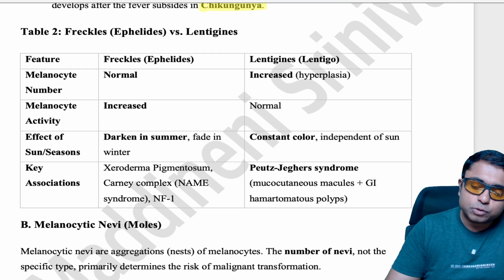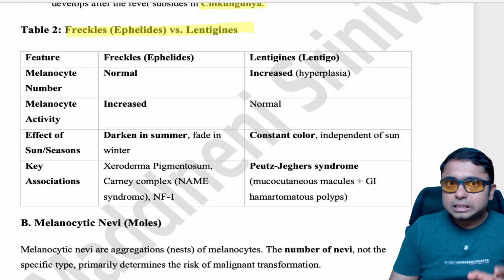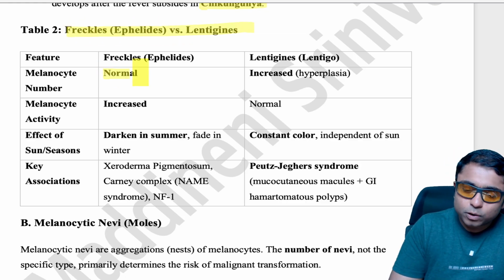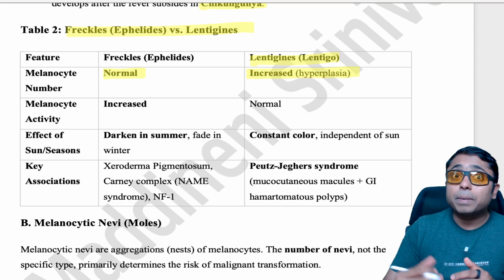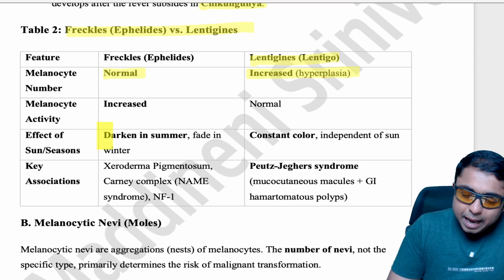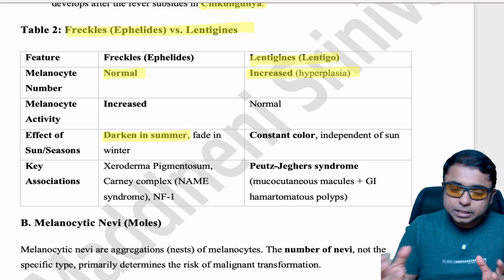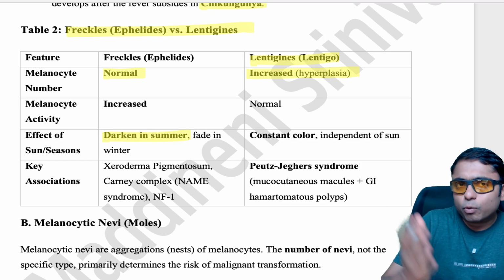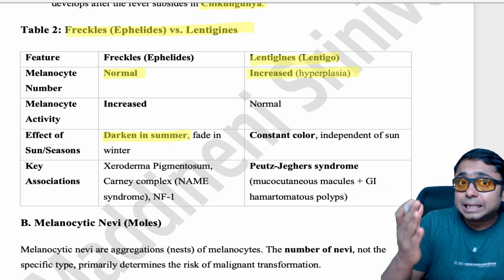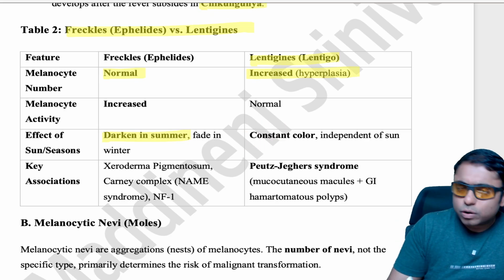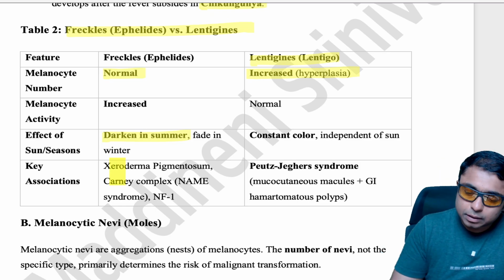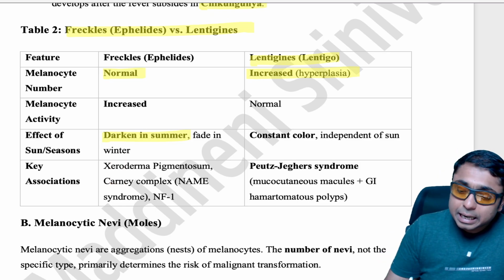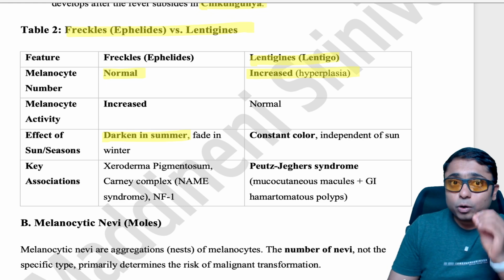Very important AIIMS question: differences between freckles or ephelides and lentigines. In freckles the melanocyte number is absolutely normal, whereas in lentigines, remember, the number of melanocytes is going to increase, or we call it hyperplasia, right? And effect in the summer season is a very important differentiating point. Freckles are going to darken in the summer season and fade in the winter season, whereas in lentigines the color is going to be constant all over the body throughout the year. Remember, lentigines can occur even on sun protected areas.